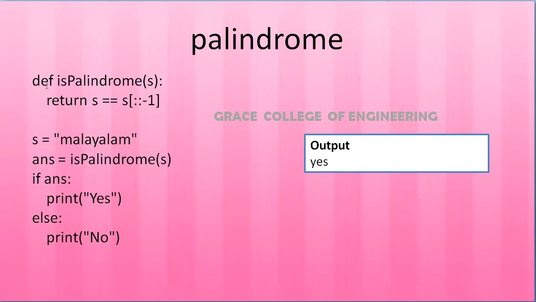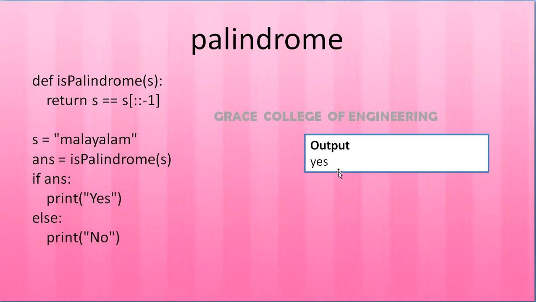While moving, this S variable, stored as Malayalam, will be passed as an argument. It will move here, and here it will become a parameter. Then return S is equal to, double equal to, we are checking S reversed. If you want to reverse any string, you can use this method, that is double colon -1. -1 starts from the last index. So if the reverse string is equal to the original string, it will return the answer. If you get that answer, it will print yes, else no.